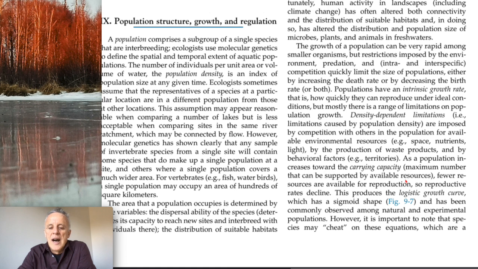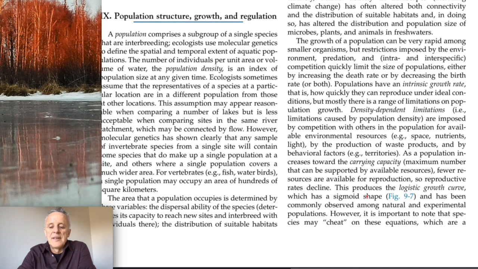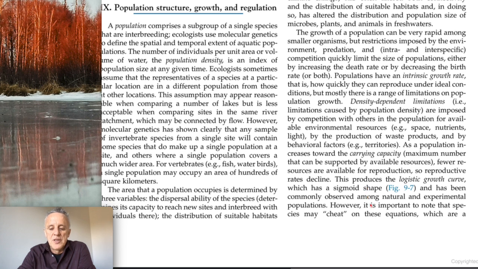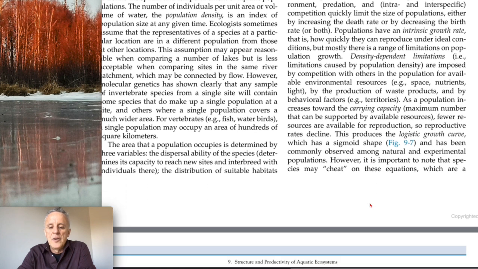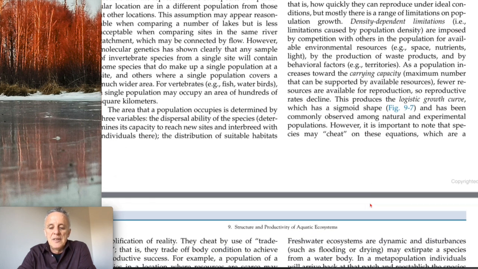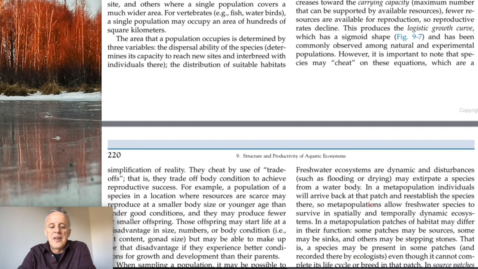Density-dependent limitations are imposed by competition with others in the population for available environmental resources, by the production of waste products, and by behavioral factors. As the population increases toward the carrying capacity, maximum number that can be supported by available resources, fewer resources are available for reproduction, so reproductive rates decline. This produces a logistic growth curve, which has a sigmoid shape and has been commonly observed among natural and experimental populations. However, it is important to note that species may cheat on this equation, which is a simplification of reality.